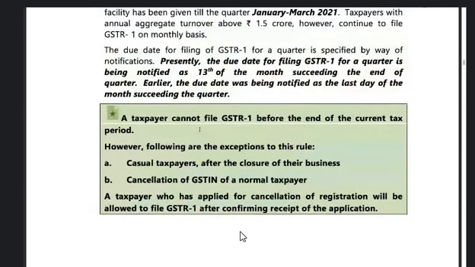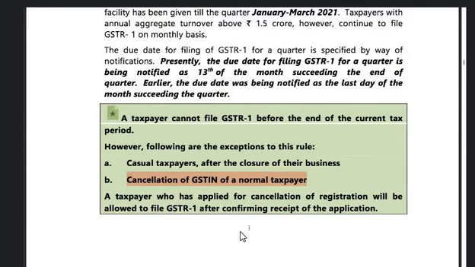Normally, GSTR 1 can be filed only after the end of the current period. But in certain cases, GSTR 1 can be filed in between also. That is 2 situations. One is cancellation, casual taxable person after closure of business, and cancellation of GSTN of a normal taxpayer. So 2 categories of person can file the GSTR 1 in between of the year also, in between of the month also. Who are these 2 categories? One is the casual taxpayer after the closure of business and the other is cancellation of GSTN of the normal taxpayer.